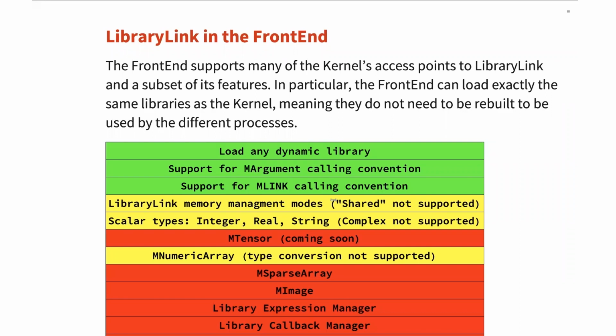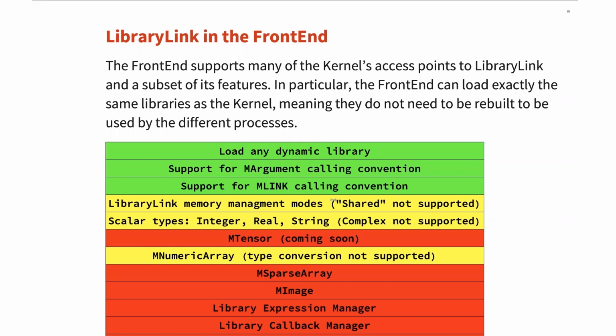We have support for the m-argument calling convention. If you're familiar with LibraryLink, you know that one way of setting up a LibraryLink function is to pass an array of m-arguments. We have support for that. The other calling convention is to have an m-link, a MathLink or WSTP link argument, which is both the input and the output, and the information gets serialized to that link. We support that as well. For example, our video player uses the m-argument calling convention. GitLink uses the m-link calling convention. We have support for both.